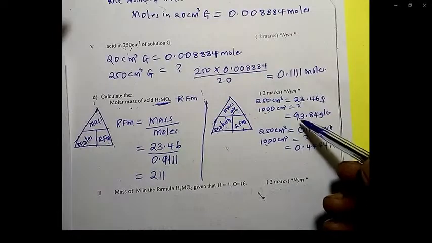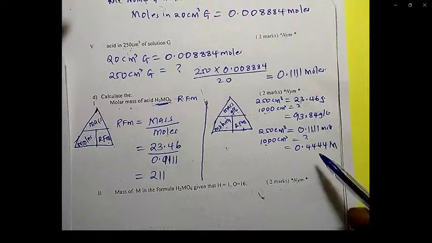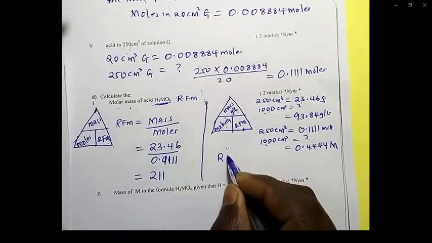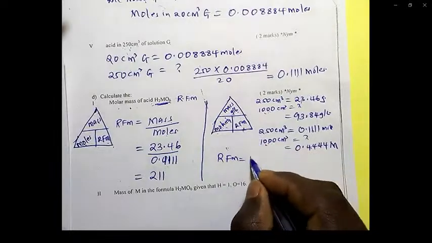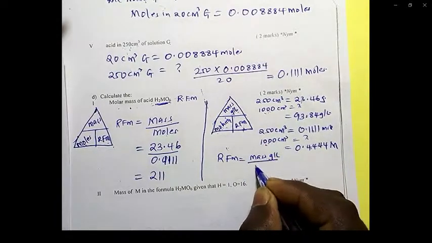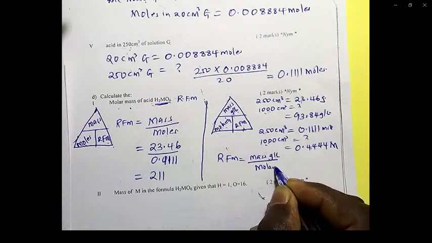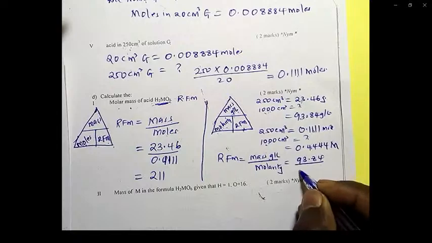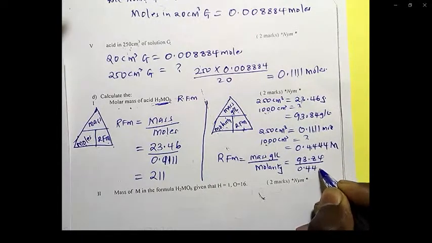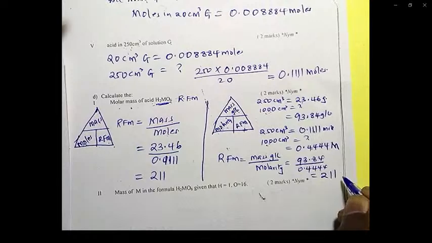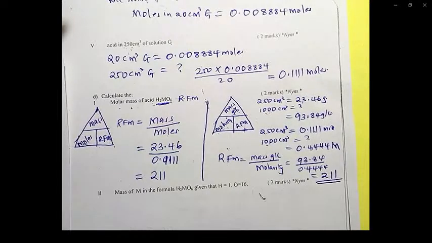Now that we have mass in grams per liter, we have molarity, we can now use the formula and say that RFM is equal to mass in grams per liter divided by molarity, which is equal to mass in grams, which is 93.84 divided by 0.4444, which will give you 211. That's another way you can do it.